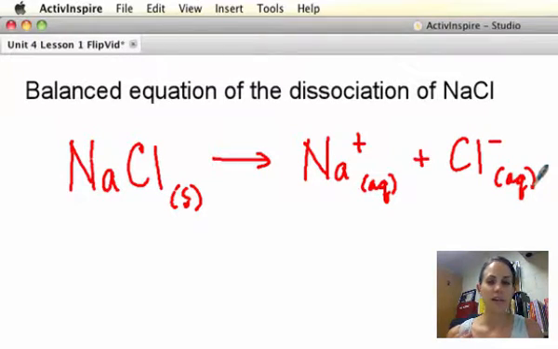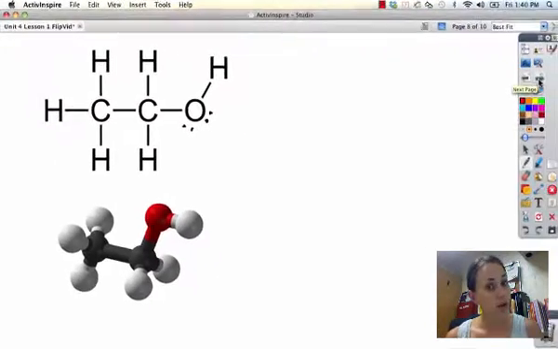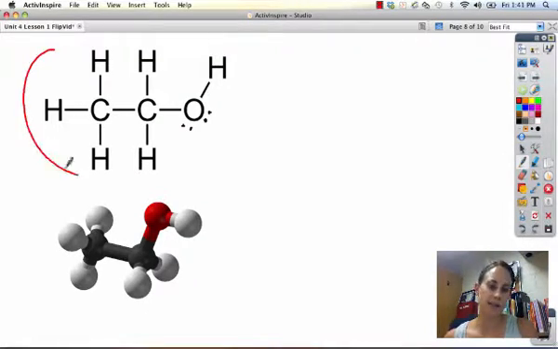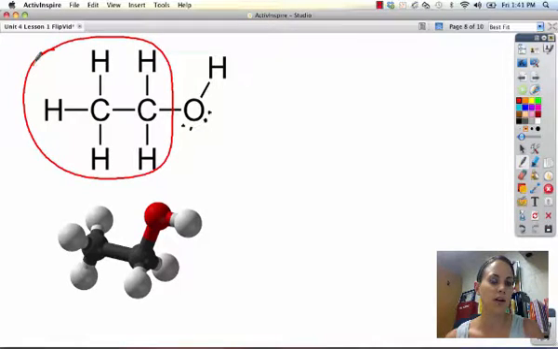Okay, so does this work for non-ionic compounds, such as covalent compounds? It depends. We're going to look at something like ethanol. The carbon-hydrogen bonds here, we have a lot of them. These are going to be non-polar bonds. The electronegativity difference between carbon and hydrogen is not great. It's only 0.3. You can refer back to the periodic table and look those up again. But these are going to be non-polar bonds.